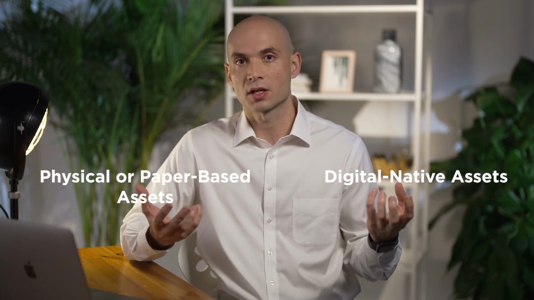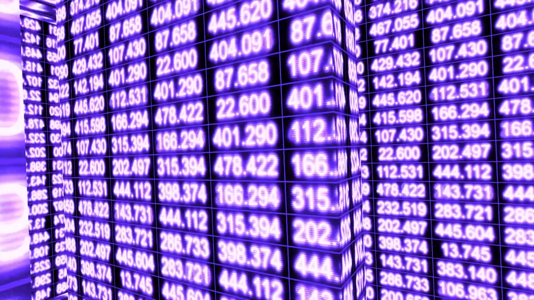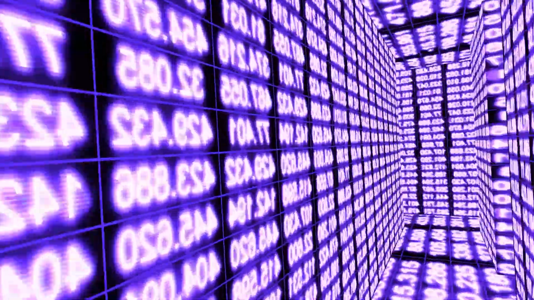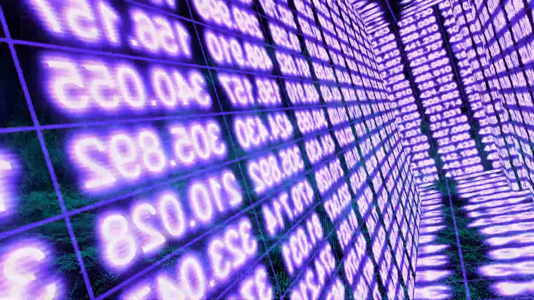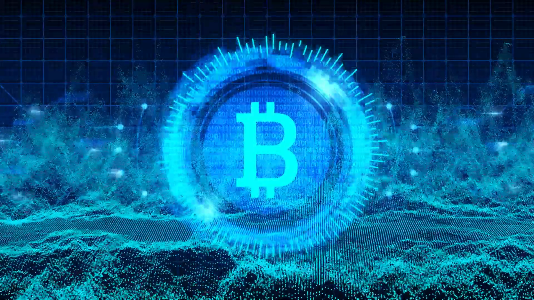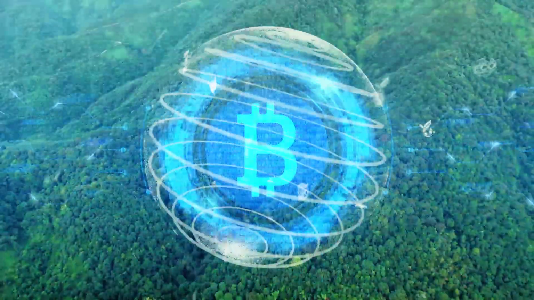Because tokenization is all about assets, let's first start by separating assets into two categories: digital native assets and physical or paper-based assets. Digital native assets are assets that begin their life cycle in digital form. Examples of these types of assets could include digital financial assets like Bitcoin or tokenized Bitcoin, or even digital media assets like digital art or digital music. Physical assets are straightforward. These are assets that begin their life cycle in physical or paper-based form. These could include art, carbon credits, real estate, commodities, biological assets, interest in investment funds, or even equity ownership.